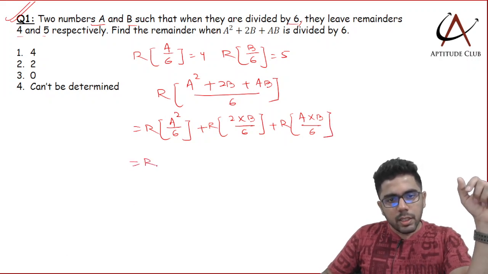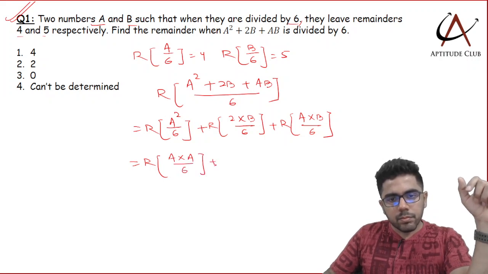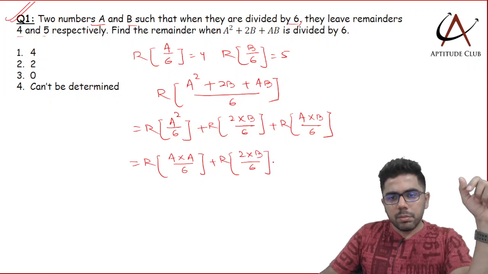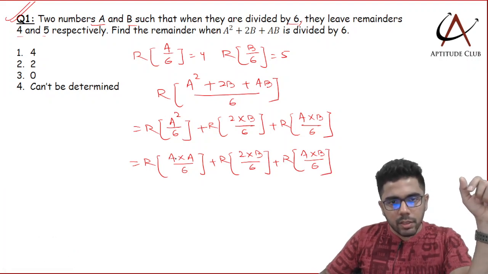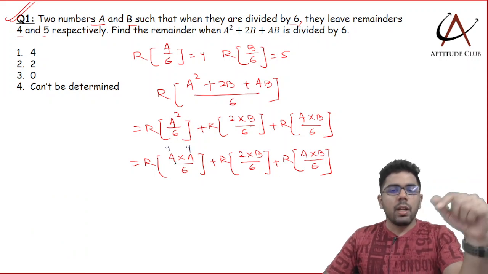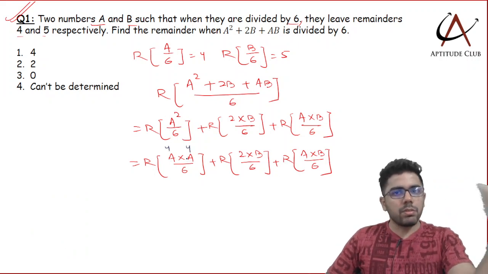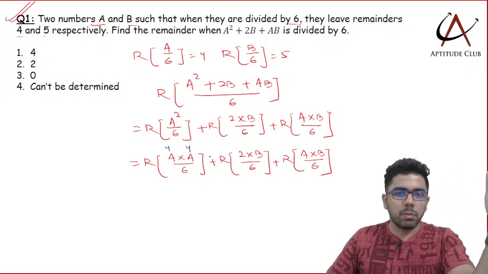This a square I can write it as a into a and बाकी सब वैसे ही रहेगा. You can skip the steps. मैं just for clarity I am writing these steps, but तुम directly once you get comfortable you can directly write these things. Now look at this. A divided by 6, we know the remainder is 4. So in both the cases it is 4, and because it is a product, remainder of a product is product of remainders, so 4 and 4 multiply हो जाएगा.